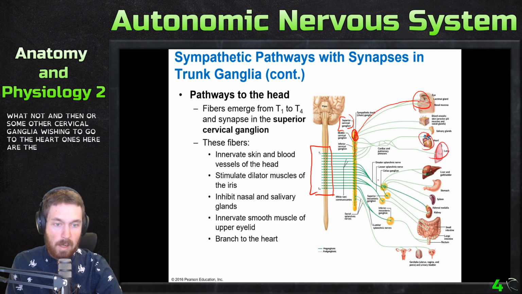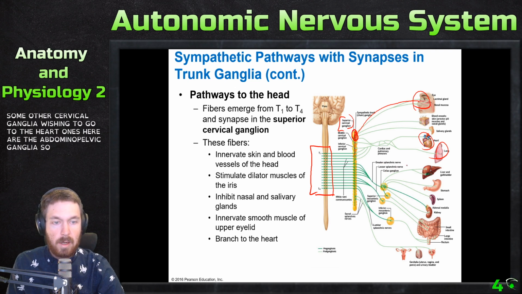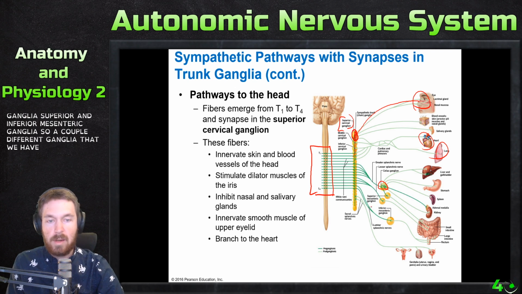Here are the abdominopelvic ganglia. So this is the celiac ganglia. There's a superior and inferior mesenteric ganglia. So a couple different ganglia that we have down here.